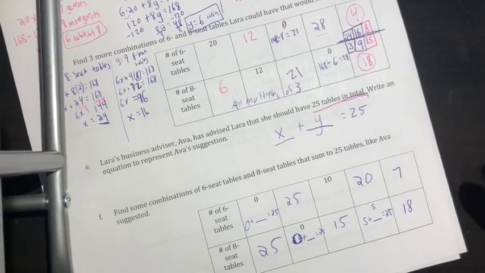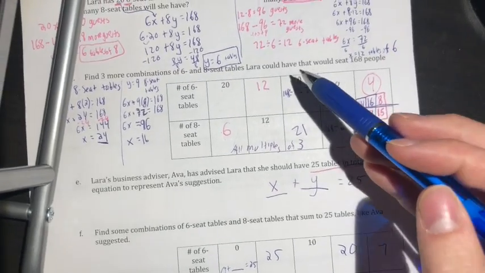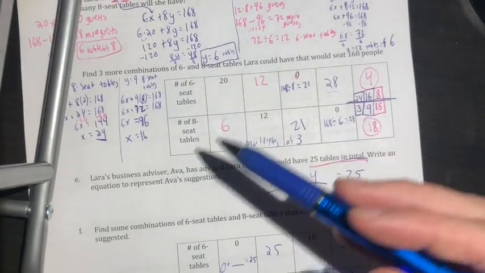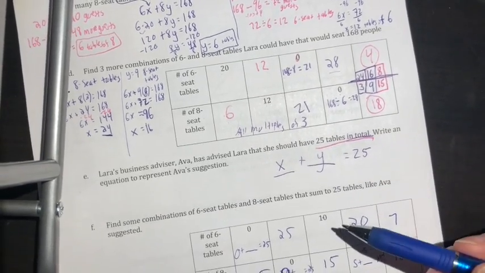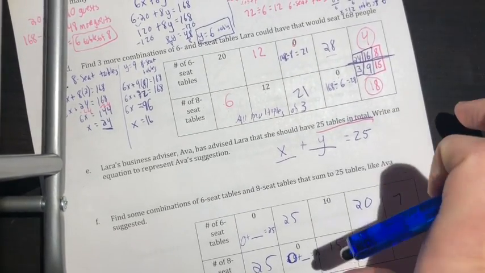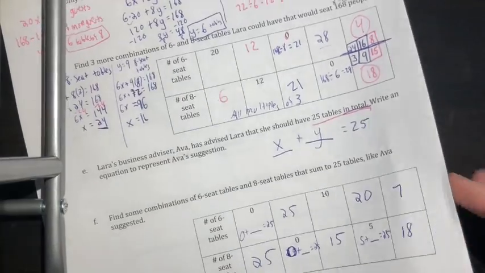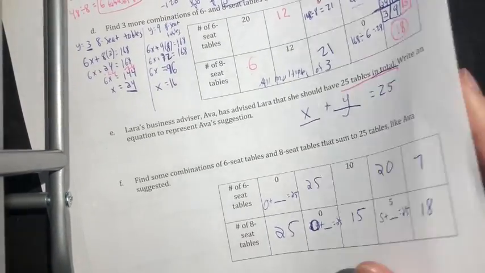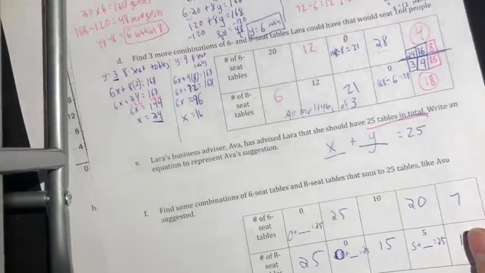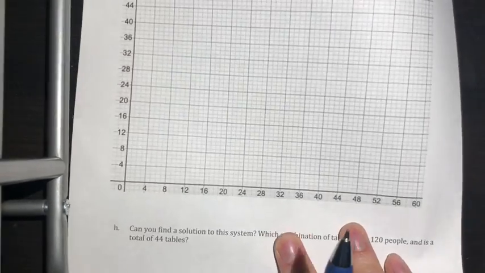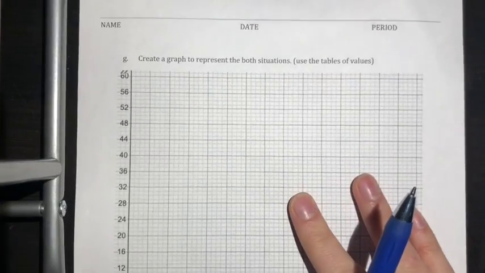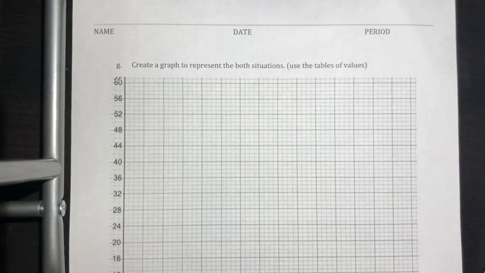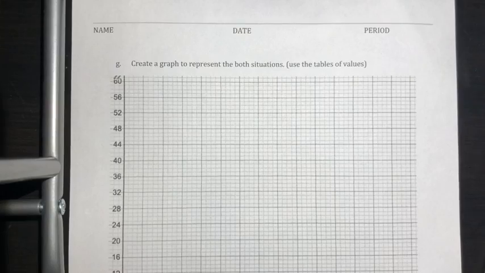All right? So we got two different things going on. We have the combinations that get you 168 people and the combinations that sum to 25 tables. And if you've ever planned a wedding before, which you probably haven't, that's pretty standard, 25 tables. All right, so on the next page, we're actually going to deal with the same problem. We're going to create a graph to represent both situations. So we're going to look at our table of values from the previous page for both of them.